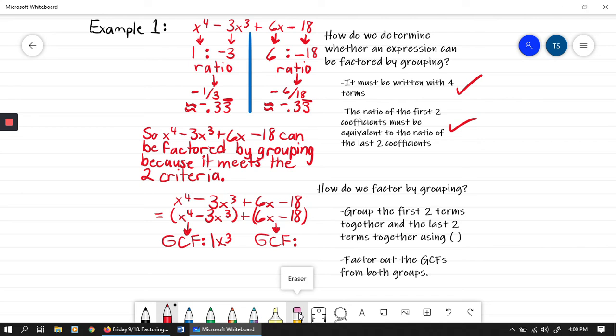The GCF from this second group, for these two numbers, 6 and negative 18, would be 6. 6 would be the greatest common factor between those two numbers. And since both numbers do not have variables, we cannot take out any of the variables for this group. We can't take out x because both terms do not have an x in common. So we've got our GCFs, and we need to factor out those GCFs. When we factor that out, it's going to look like this: 1x to the 3rd times, and we'll write what's left over there, and then plus 6 times, and we'll write what's left over there.